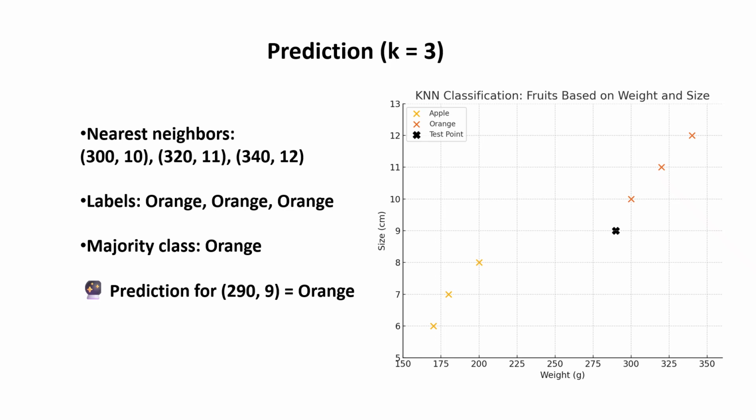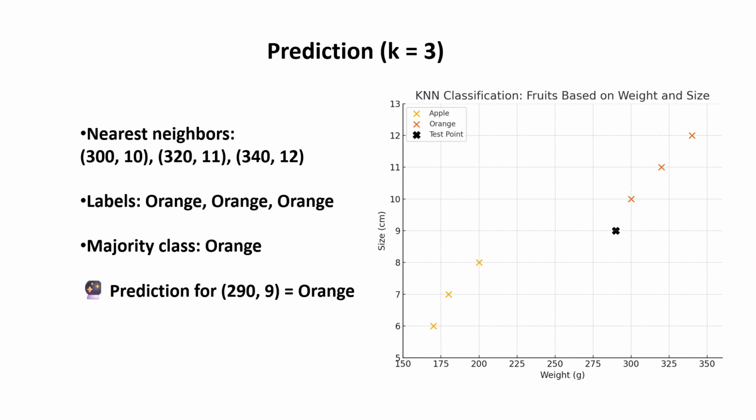When I go for classification, I find that the corresponding fruit for these neighbors is orange. All three categories represent the orange fruit. So the majority votes for orange, and the majority class is orange. The prediction for the 290, 9 test point is orange.